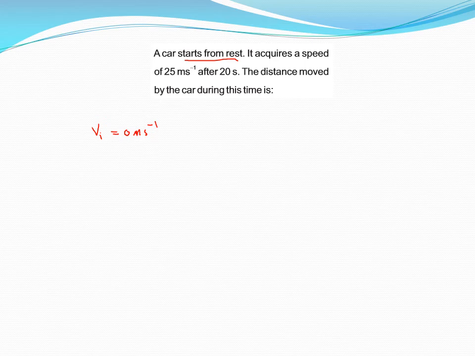And see what's next given. It requires a speed of 25 meter per second after 20 seconds. Meaning the final velocity of the body is given as 25 meter per second, and how much time? t, 20 seconds. The distance moved by the car during this time is to be found out. Okay, so S is to be found out.